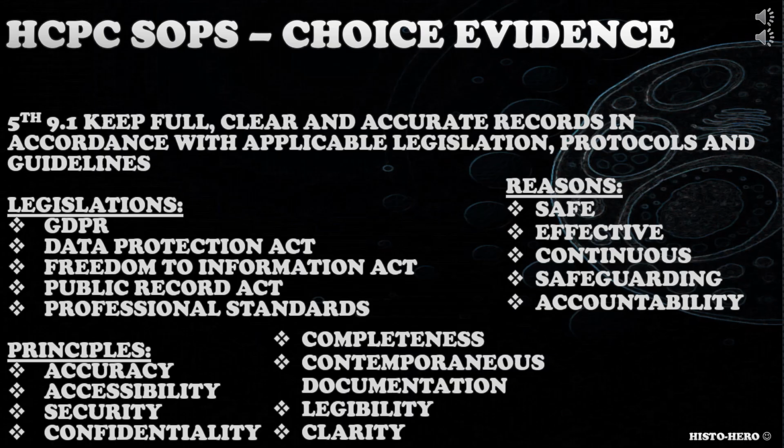Then find out the protocols and guidelines within your trust and department. What are they? Have a look at your information governance mandatory training that most trusts have in place. How do you follow these in your own practice? Consider recording relevant information promptly, legibly, with accuracy and security, accessibility, confidentiality, completeness, and clarity.